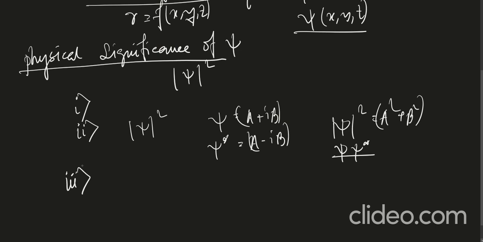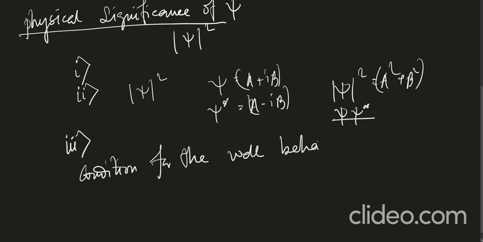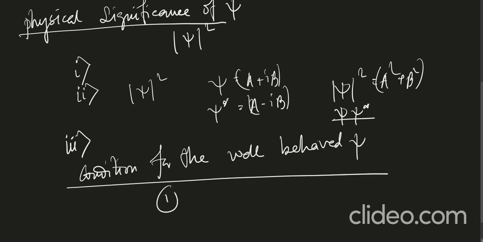Now we discuss the conditions for a wave function to be well behaved. Okay, now we discuss the conditions for the well behaved psi. First condition: psi must be finite for all values of x, y and z. Note down. Number 2: psi must be single valued, that is for each set of values x, y, z, psi must have only one value.